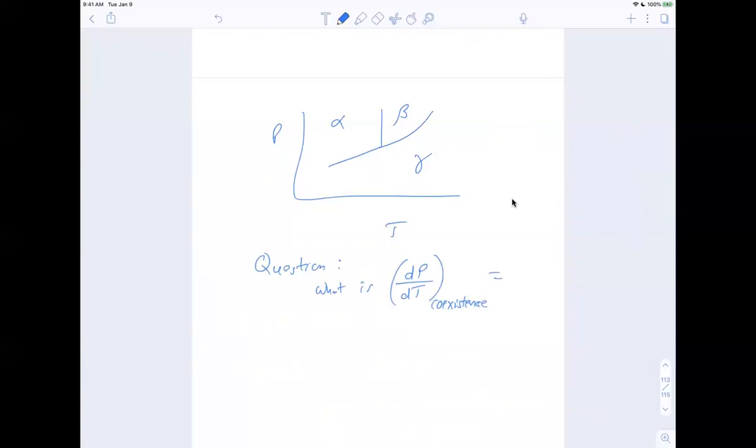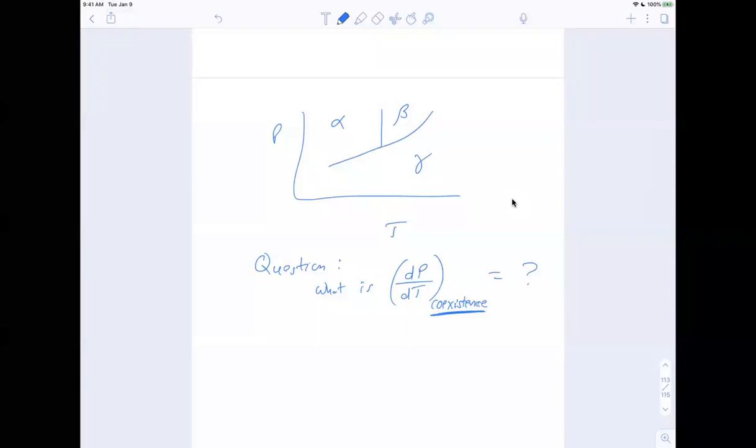Okay, so what we want to know is what is the slope of these curves. So that's what this means. What is the slope dP/dT? Because this is a graph of pressure versus temperature, so the slope is just dP/dT, the derivative. And we want to know it under conditions of coexistence, and it could be coexistence of alpha, beta, or beta gamma, or alpha gamma. Okay, those are the two phases.